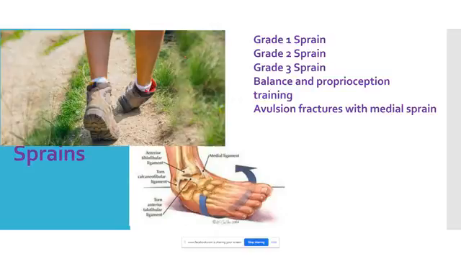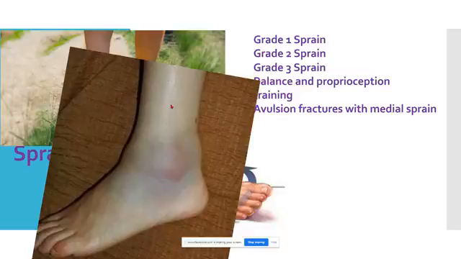So the mechanism of injury, you probably just tweaked your ankle a little bit. Grade one sprains aren't a huge deal. Usually you can walk on them afterwards with minimal pain. You can kind of walk it off. You usually don't get a whole bunch of swelling or bruising, if any. And these will usually get back to normal within a few days or a couple weeks or so.